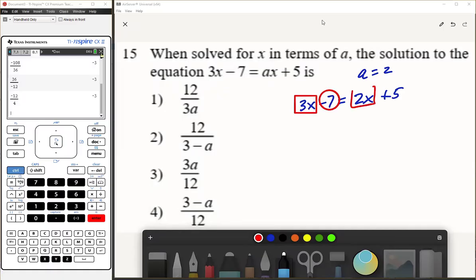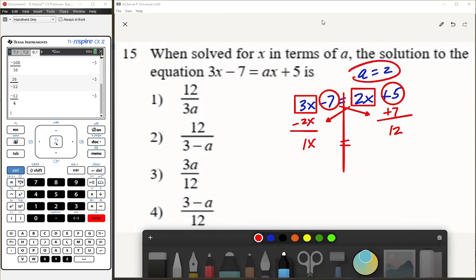Move the 2x over here, becomes a minus 2x. Move the negative 7 over here, becomes a plus 7. So we have 12 on this side, we have 1x on this side, so 1x equals 12. Now, most students can do that in their sleep, right? But here's the thing. Now that we know the answer is 12 when A is 2, all we have to do is take that value and plug it in and see which one of these answer choices is actually equal to 12.